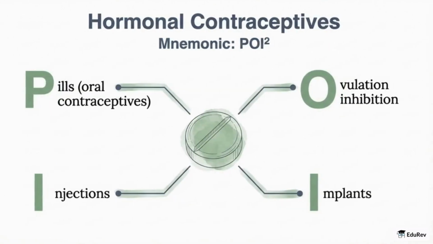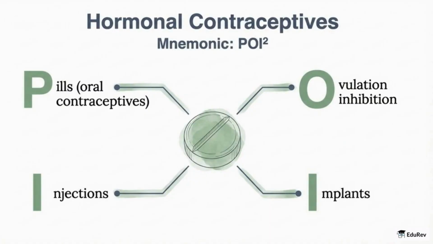Hormonal contraceptives are easy to group with the mnemonic POI²: pills, injections, and implants. All of these act mainly by inhibiting ovulation or changing the uterine lining and cervical mucus to prevent pregnancy. They're effective when used correctly and are available in different schedules and formulations.